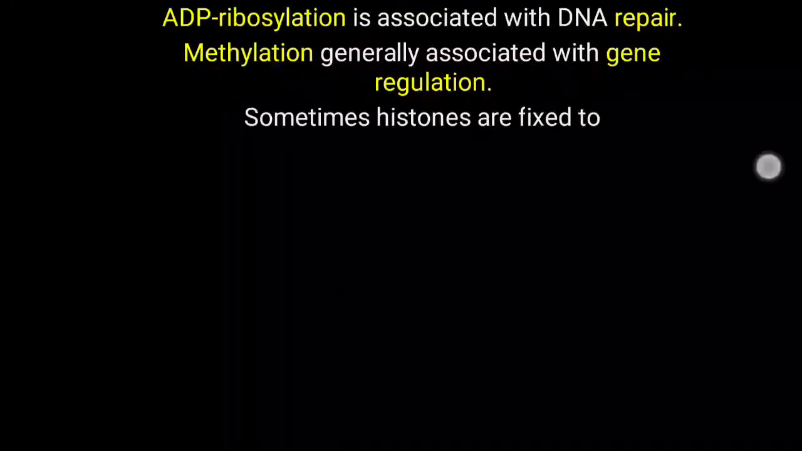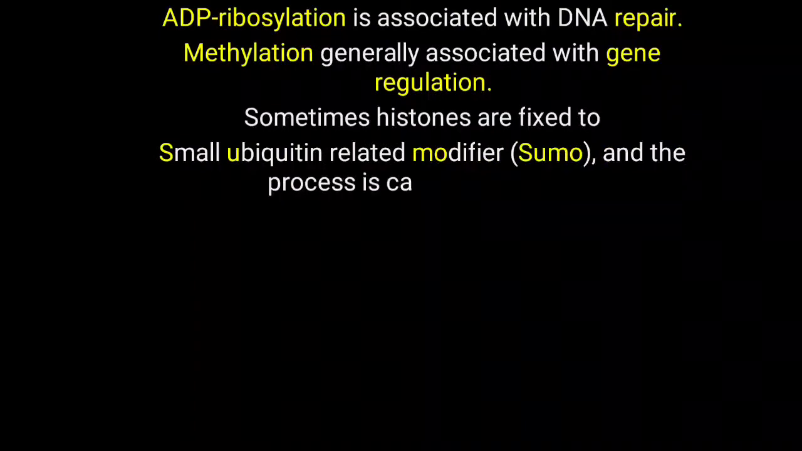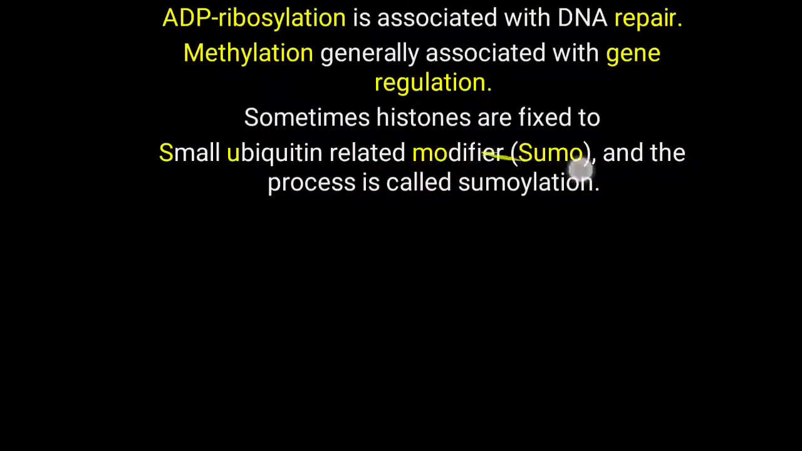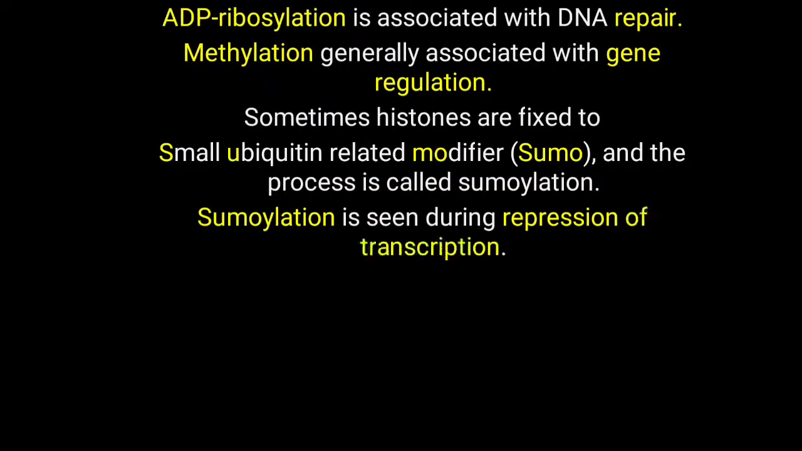Sometimes histones are fixed to the small ubiquitin related modifier, which is called SUMO, so sometimes it is sumoylation. Sumoylation is nothing but attachment of the small ubiquitin related modifier, and that process is called sumoylation. Sumoylation is seen during the repression of the transcription process.